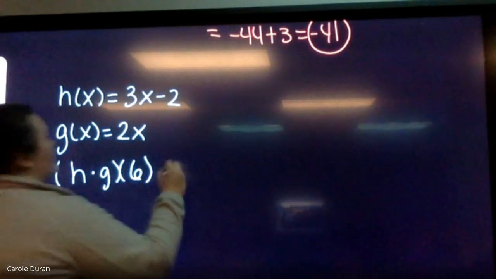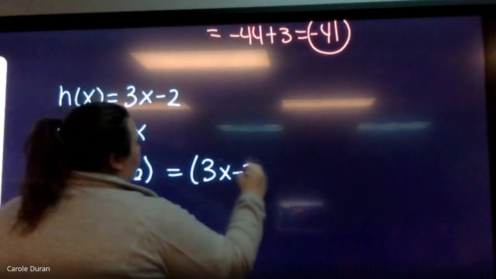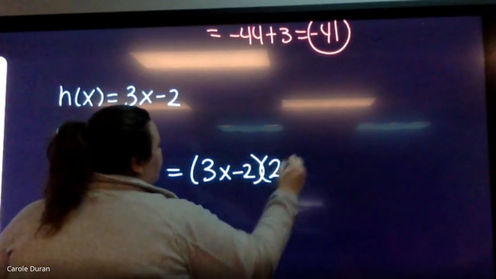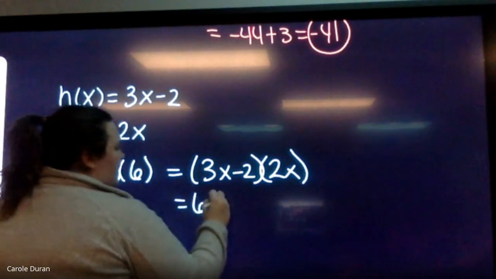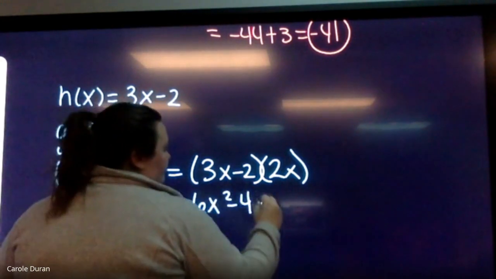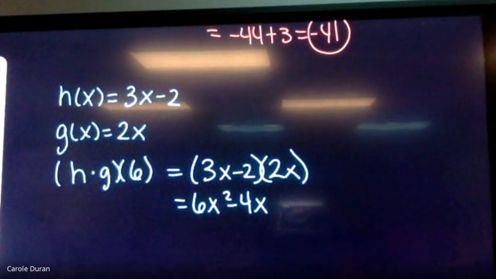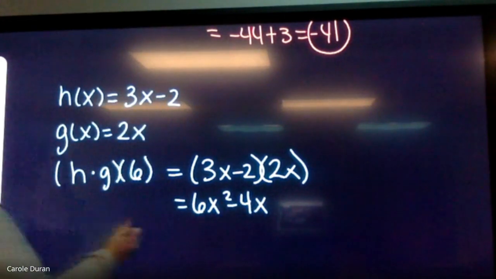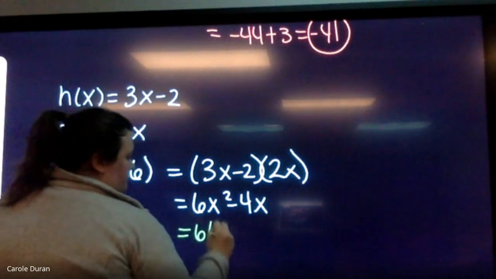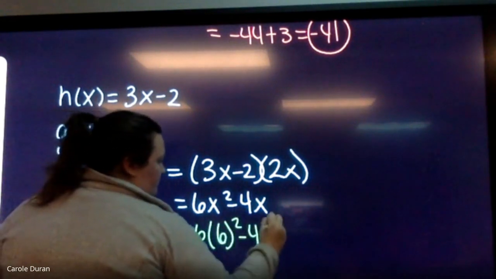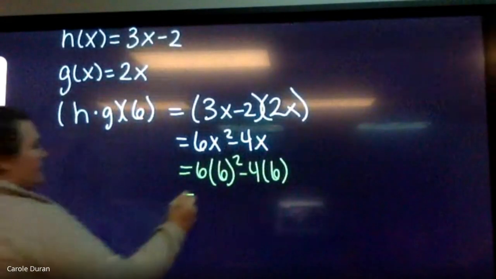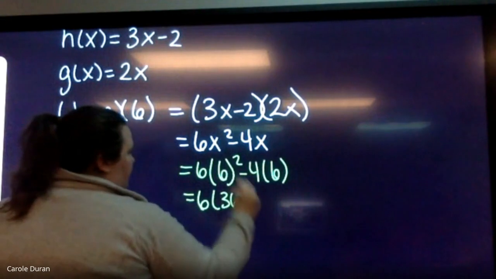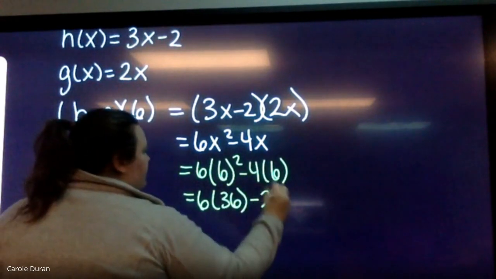So this becomes 3x minus 2 times 2x. I don't have to FOIL here, but I do have to distribute the 2x into both of those terms. When I do, I get 6x squared minus 4x. And then I go ahead and plug 6 in. When I plug 6 in, I get 6 times 36 because 6 squared is 36, minus 4 times 6, which is 24.